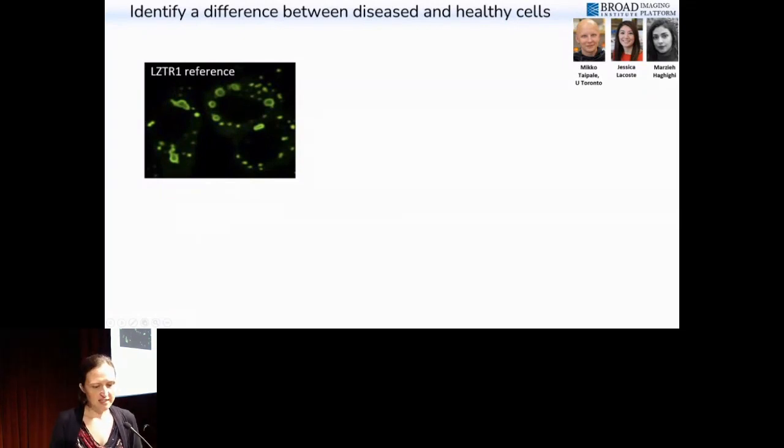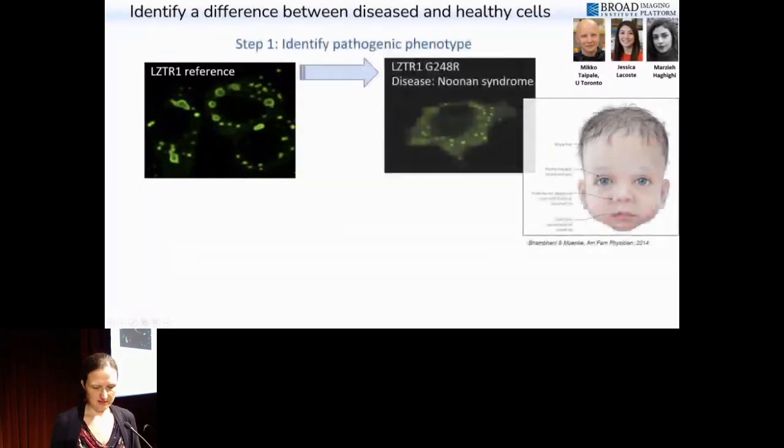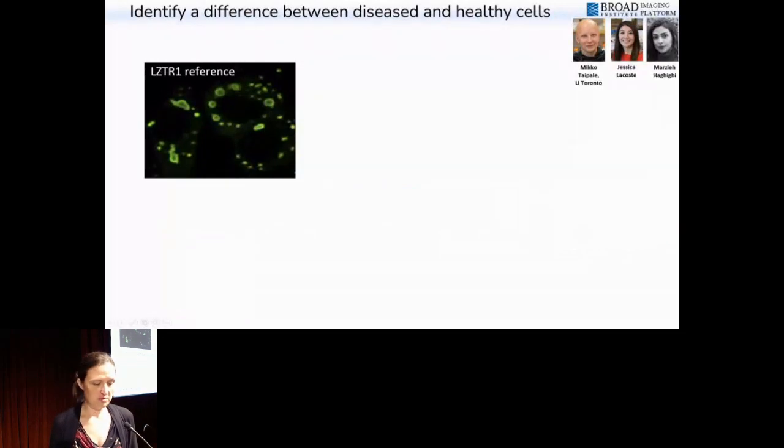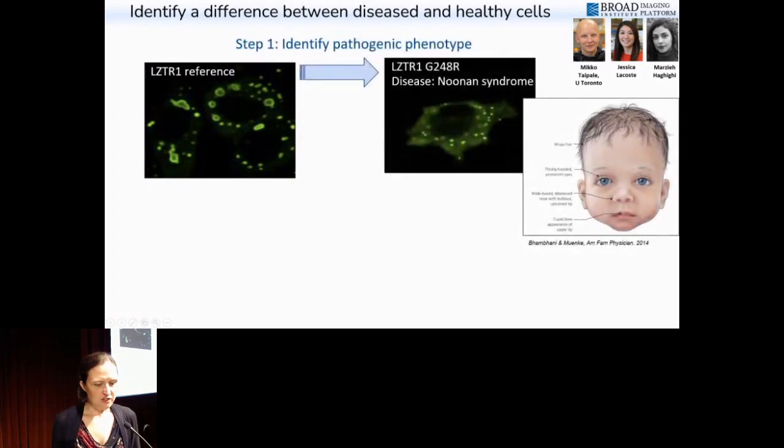His graduate student, Jessica Lacoste, has created a really beautiful set of data. She's overexpressed and imaged 3,500 disease variants together with their reference counterparts, their wild type genes that do not have the disease associated variant. And the idea is that you first tag the protein, tag the gene, and make it fluorescent, in this case using an antibody, and then you overexpress the same protein, but with the mutation present.